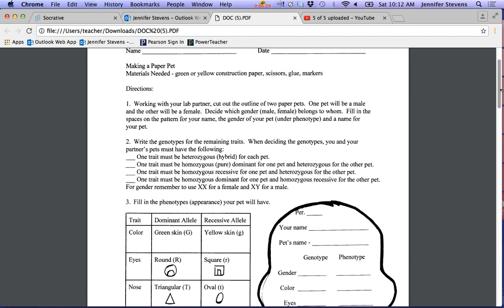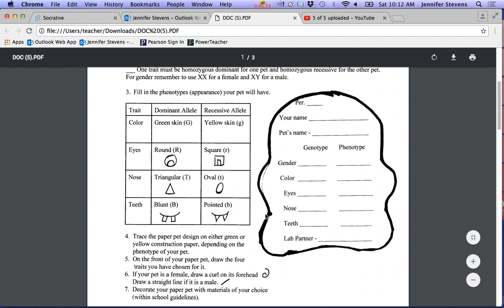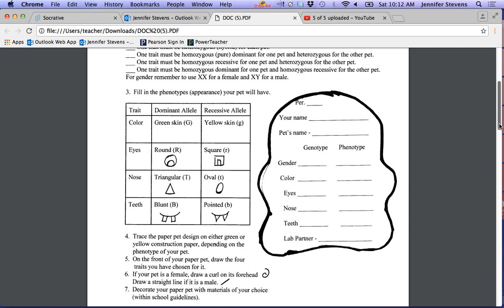All right, so the first thing you're going to do is cut out this paper pet along the dark outline that you have. Okay, you can put your name here, put your pet's name there. Now, you do need to decide which one's going to be male and which one's going to be female. So that is kind of important.